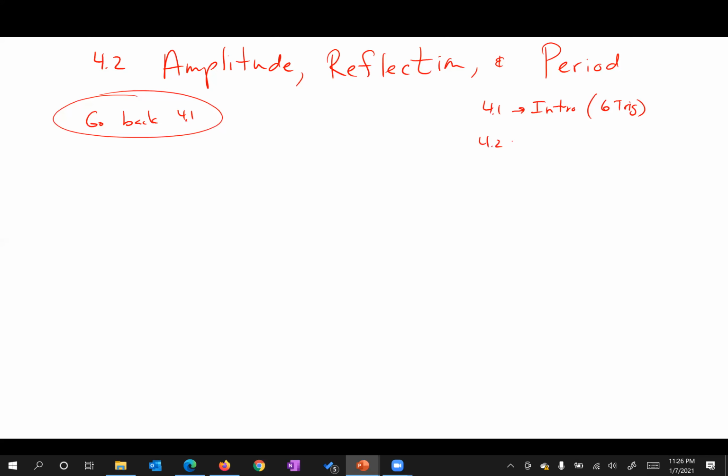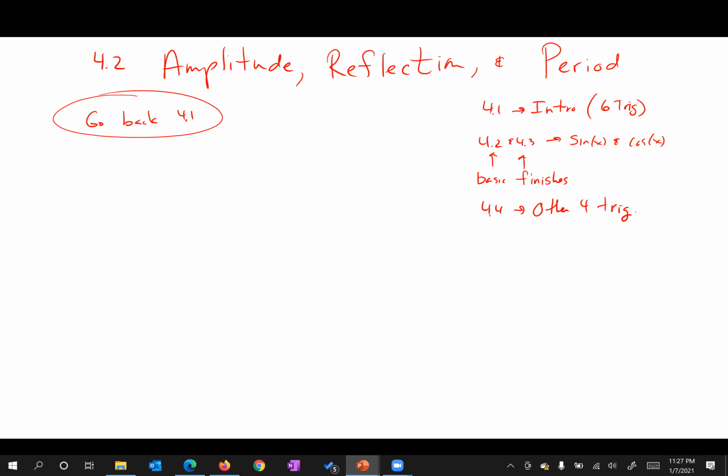Then 4.2 and 4.3, we're going to work with just the sine function and the cosine function. Now we're going to get a little bit more in depth. 4.2 is kind of like the basic pieces. 4.3 finishes the graphing aspect of it. And then in 4.4, we go back and say, hey, hold on, we've been working on these 2 trig functions, and let's go back and do the exact same stuff with the other 4 trig functions and catch those guys up.